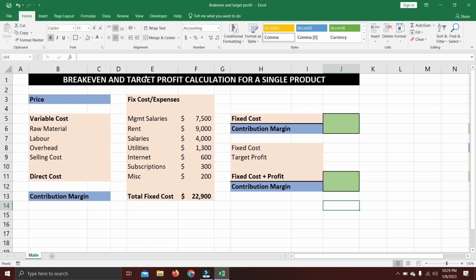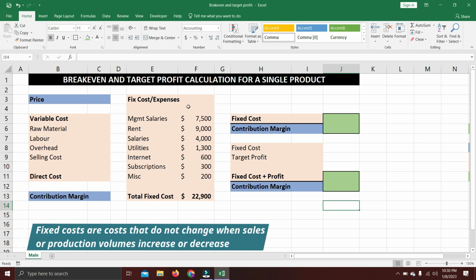Our second point is target profit. Here we will target a profit. Let's say we want to achieve $2,000 in profit, then we will add that as well. It will give us an idea of how many units of our product we should sell to achieve break-even and also our target profit. In order to calculate break-even and target profit, we will need fixed cost and contribution margin.